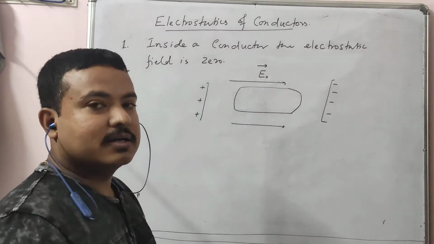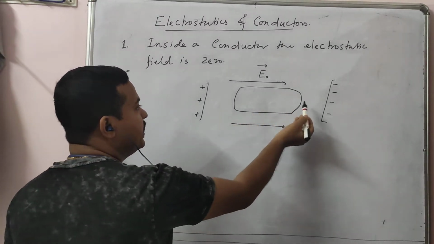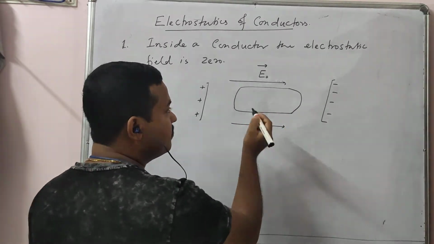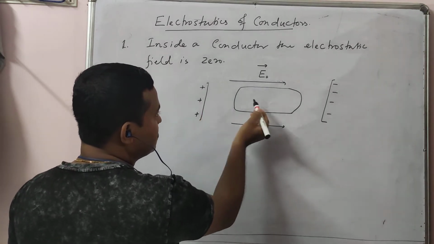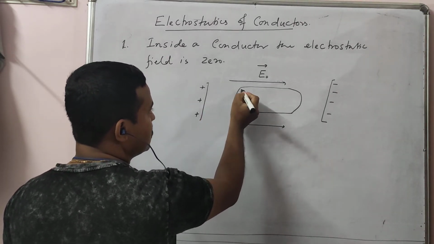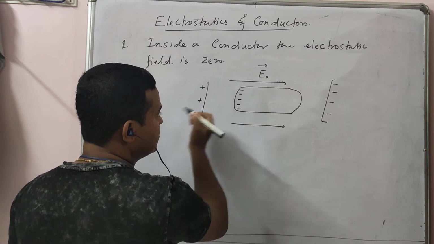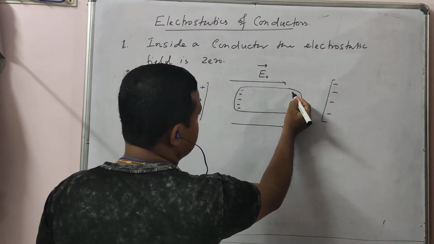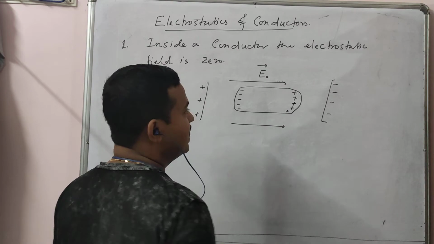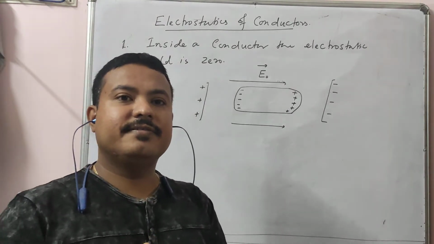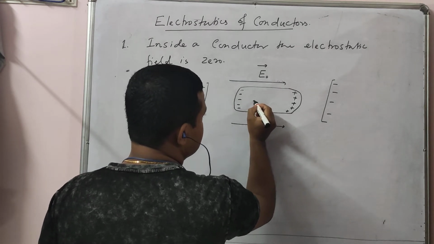Now as the conductor has free charges, the movement of charges takes place. As this plate is positive, it attracts the negative charges. So negative charges of the conductor move towards this end and the positive charges of the conductor move towards this end. That means there will be an induced electric field inside the conductor.